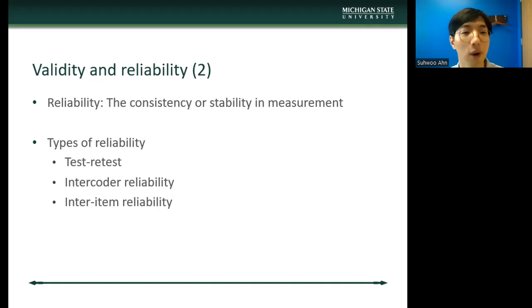So then we can conclude that the scale is wrong, or we can conclude that the technique of using a scale to estimate apples' weight is not reliable because it does not produce the same result. So this is about reliability. Also in the lecture, we talked about three types of reliability: test-retest method, intercoder reliability, and inter-item reliability.